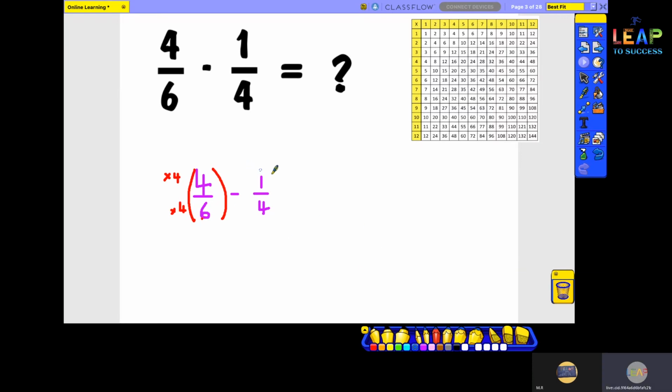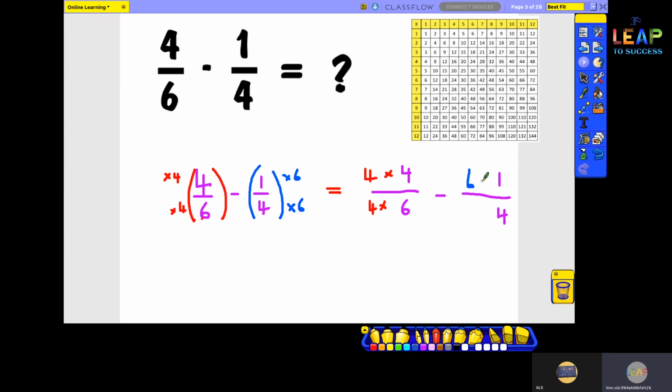Then you get your next fraction, which is 1/4, and you multiply it by the opposite denominator, which is 6. Again, you multiply the numerator and the denominator by 6. Now let's put this into a working out. We've got 4 multiplied at the top and 4 multiplied at the bottom on the original fraction, which is 4/6. So 4 times 4 and 4 times 6. And you will subtract 1/4, but that 1/4 is being multiplied by 6.